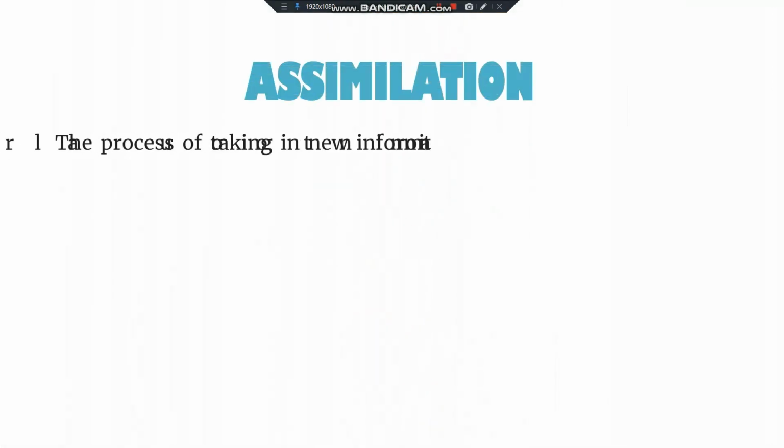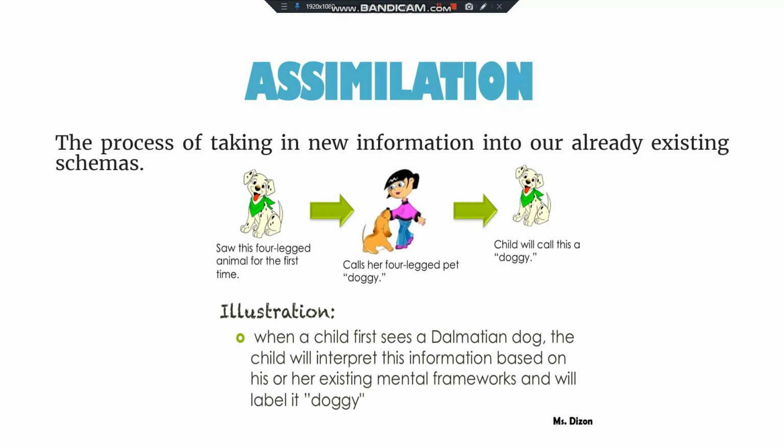And then we have assimilation. This is the process of taking new information into our already existing schemas. In this illustration, for example, the child saw this four-legged animal for the first time, so she calls her four-legged pet doggy. And then by the time she got home, she calls her four-legged pet doggy. When a child first sees a Dalmatian dog, the child will interpret this information based on his or her existing mental frameworks and will label it doggy.